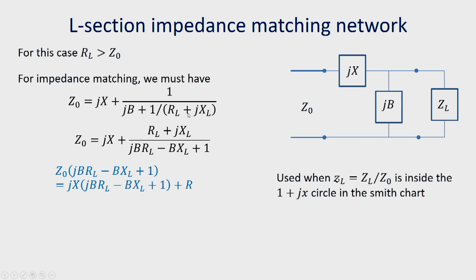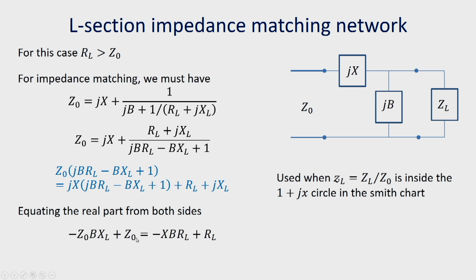and then we can multiply this denominator term with jX and Z naught, and then we get this expression. And from this expression, what we can do? We can equate the real and imaginary part. So, if we equate the real and imaginary part, so you can see that first let us equate the real part.